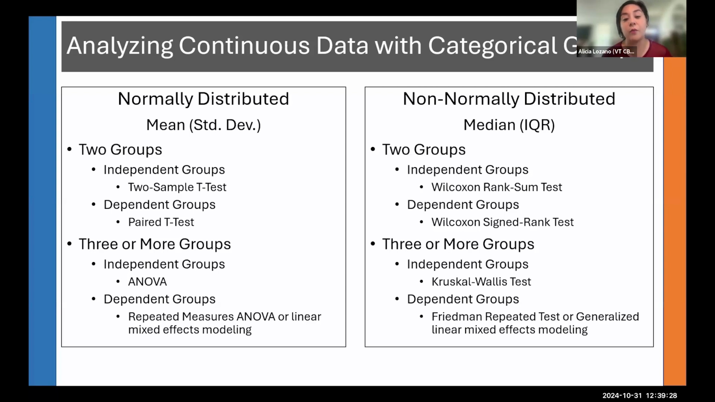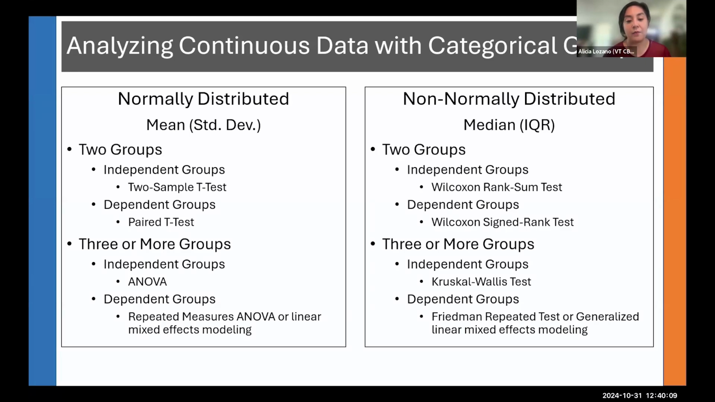When you have three or more groups that are independent, we would use an analysis of variance, or ANOVA for short, to determine if there is a significant difference among the group means. An example here would be comparing test scores across three different teaching methods. For dependent groups, we would want to use a repeated measures ANOVA, which is a very specific type of ANOVA, or even perhaps linear mixed effects modeling. These are suitable for repeated measures, or if you have hierarchical data structures.